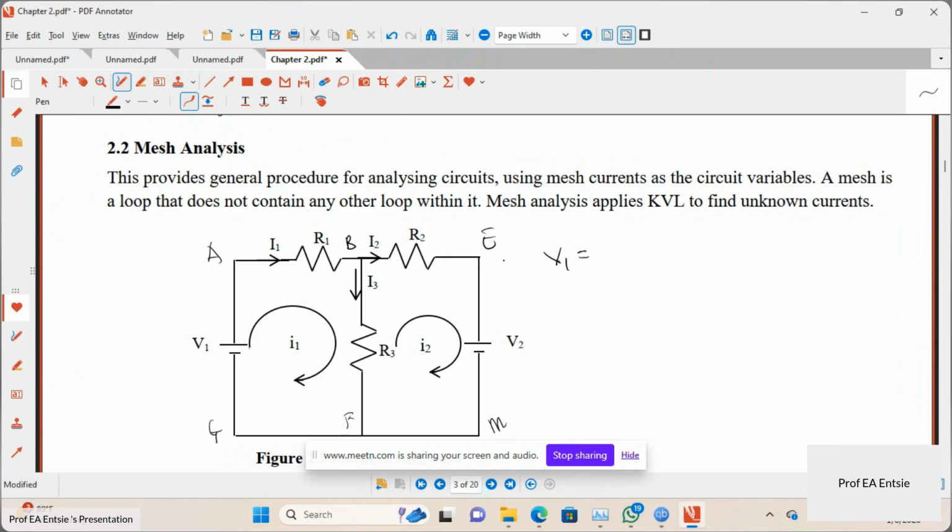So let me do the loop A, B, F, G, A, which is the first loop. For the resistor R1, the current through it is the whole current in the loop, which is I1. So it will be I1 times R1.